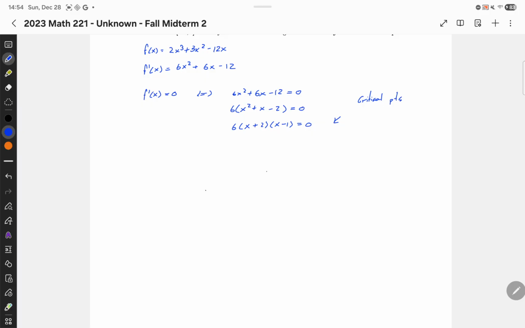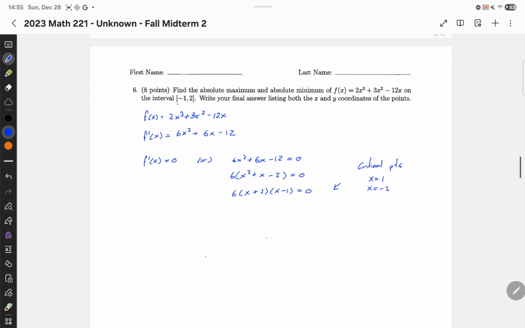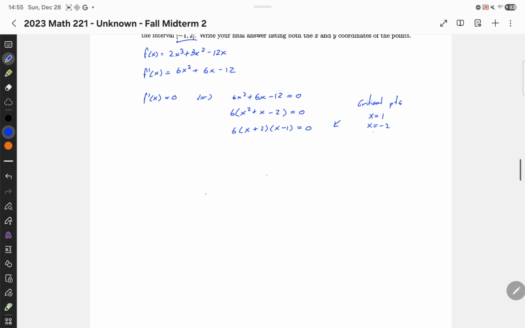Critical points at x equals 1 and x equals -2. But now this -2 we don't care about because it is not within our bounds up here. So we can ignore this. The only one we're looking at is x equals 1.